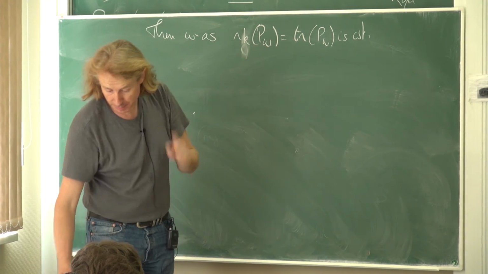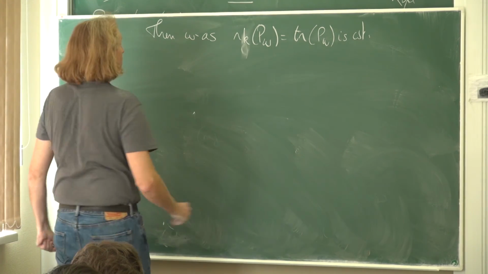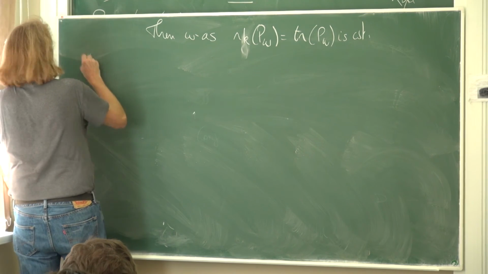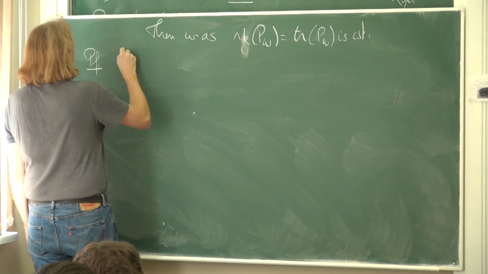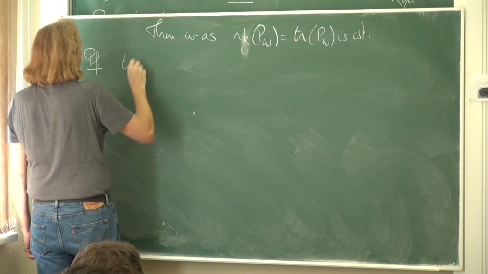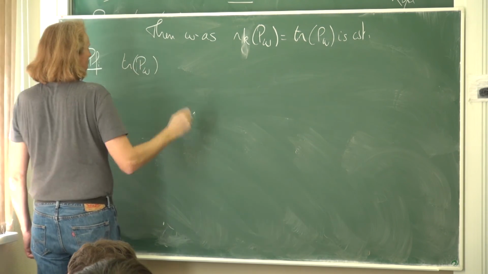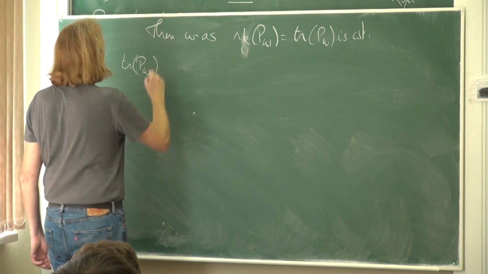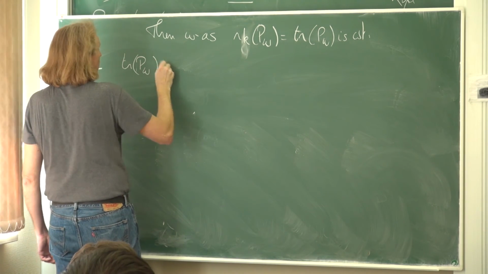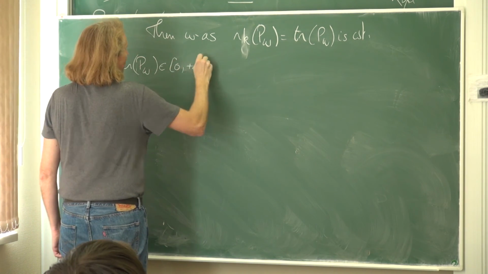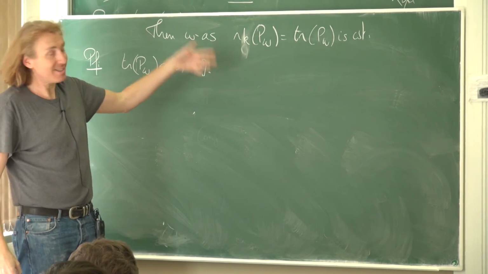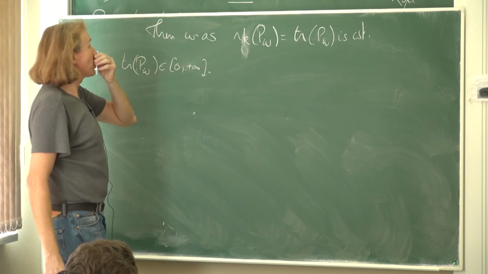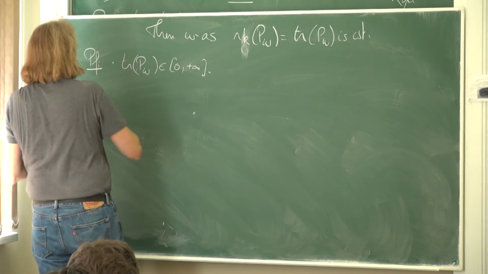Okay, but let's prove this. So, proof. Well, let's look at the trace of P omega. Of course, this is valued in 0 to plus infinity. It can be infinite. Okay, actually, for most of the cases we are going to deal with, this is going to be infinite.